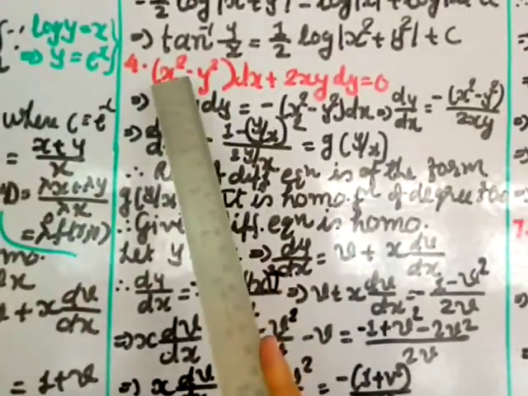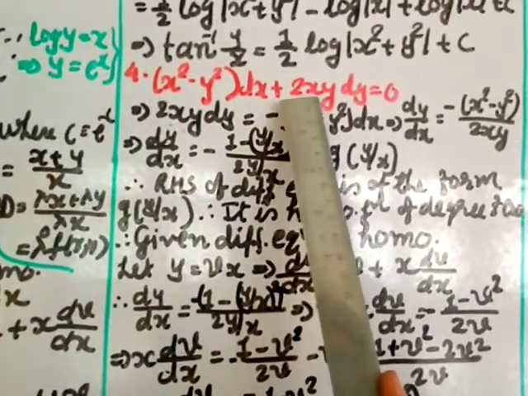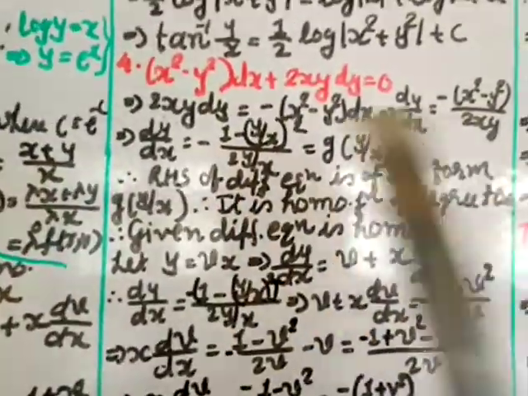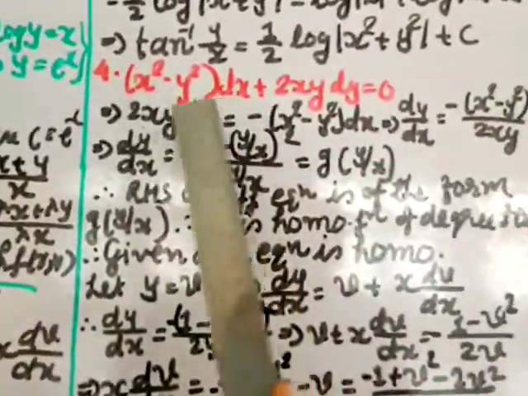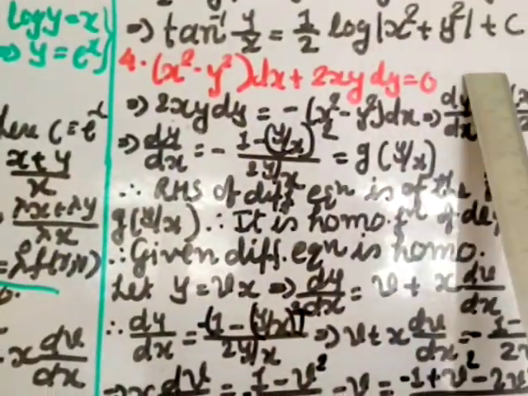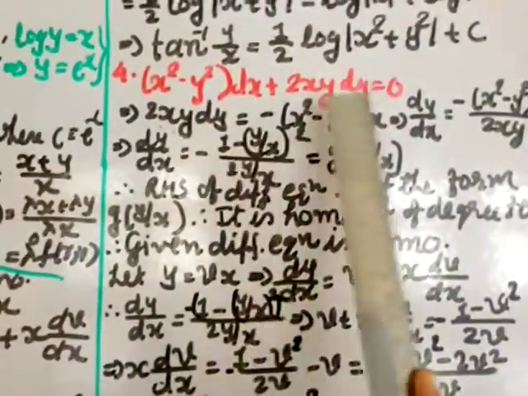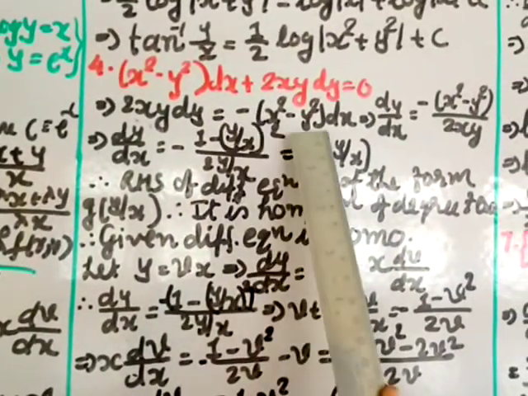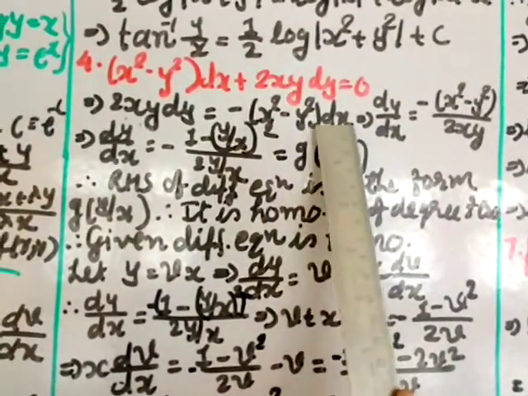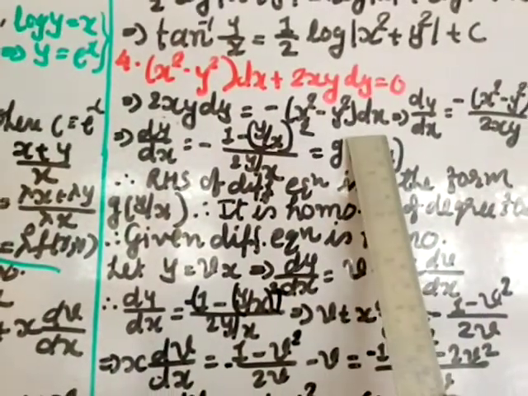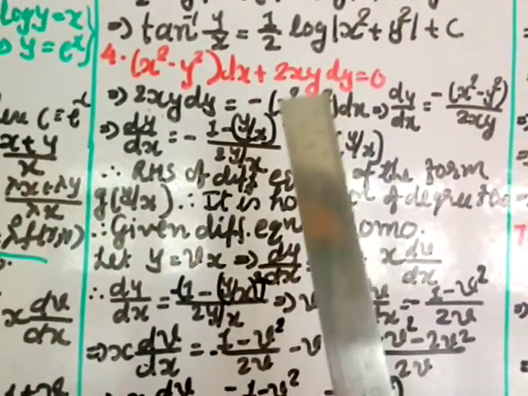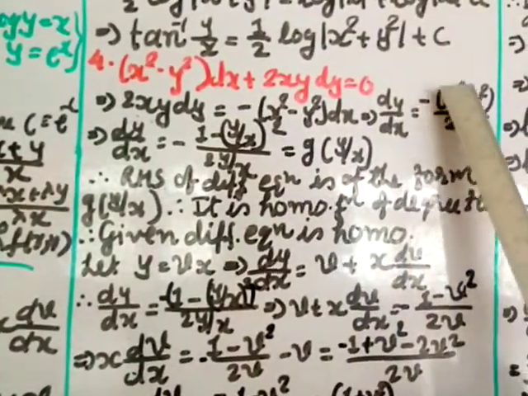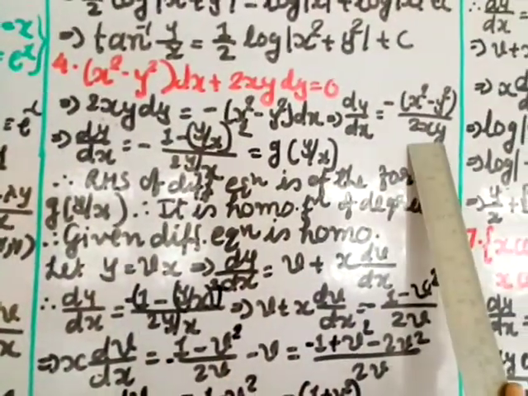Question number 4. (x square minus y square) dx plus 2xy dy equal to 0. First you have to write it in dy by dx form. So first this x term I am transferring over here, dx term I am transferring over here, so it becomes negative. Here remains 2xy dy equal to minus (x square minus y square) dx. Dx you transfer over and 2xy you transfer over, it will go denominator. So you get dy by dx equal to minus (x square minus y square) divided by 2xy.